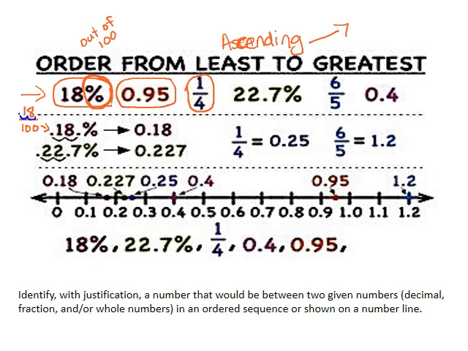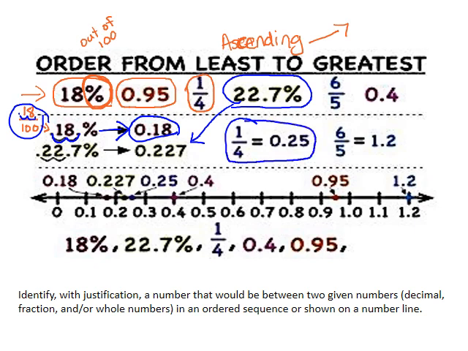So 18 over 100 is, I'm not sure why. Oh, I see. They took their decimal and they moved it over, so they were showing you basically the same thing, and they've turned it into 0.18. Okay, they've said that this one, or sorry, 22.7%, they divided that by 100, they got 0.227. They converted this one to a decimal, they got 0.25.